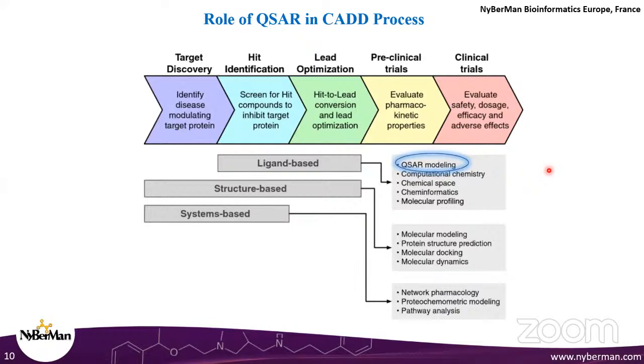Fine, the CADD process, in which there are 3 major methods: ligand-based, structure-based, and system-based. Before that, this is the actual thing we have seen just before, a couple of slides back: target discovery, that is identifying a disease-modulating target protein, then hit identification and lead optimization. And as I said just before, pharmacokinetic properties and evaluating their dosage and efficacy in the clinical trials. Okay. Again, what is ligand-based? What is structure-based? What is system-based?